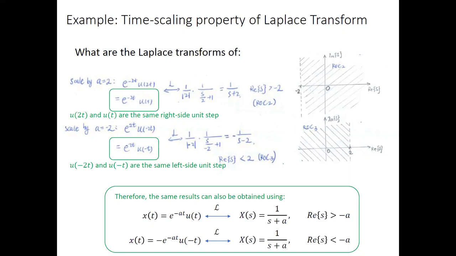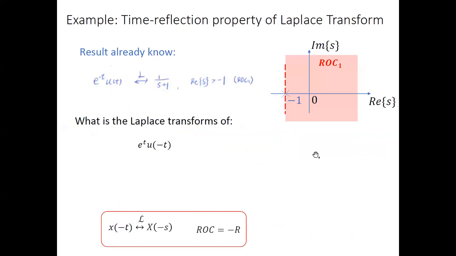This is the time scaling property. Now let's look at a special case of time scaling, which is the time reflection. Again, we had this previous result, exponential minus t over t, region of convergence, right side larger than minus 1. What is the Fourier transform of exponential t of minus t? It's just the time reflection of the signal above. So for this, I'll just show you the result.